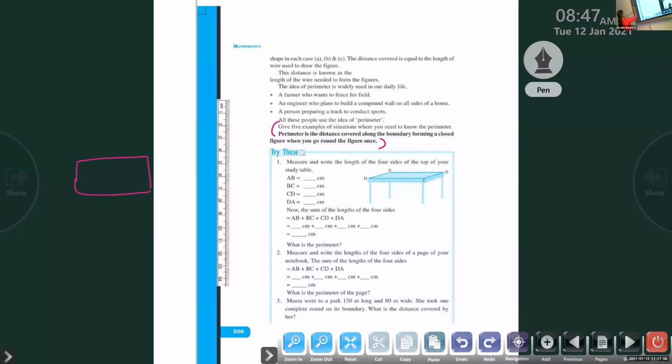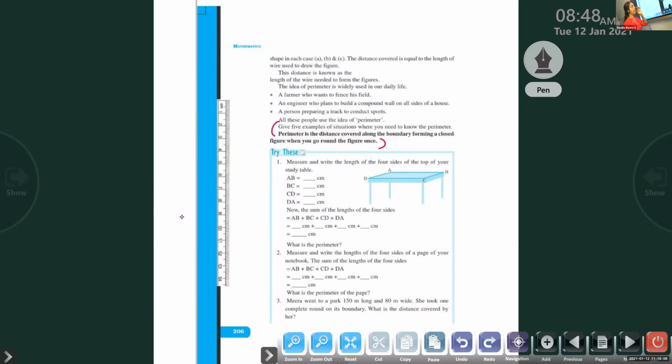Suppose you start from here and move once round the figure and you come back to the starting point. Only one time you are jogging around. If you started from the point A and you are coming back to that point itself, it is known as perimeter. Clear, children? Yes, ma'am. If you are running around a ground, once you started and when you come back to the starting point, you have gone once around the figure. So you have covered the perimeter of the figure. Clear?